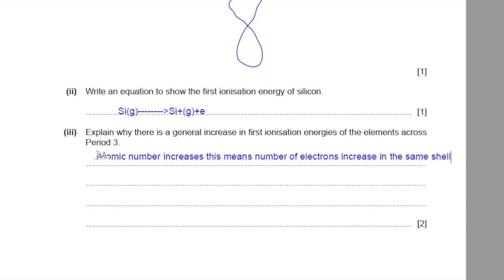This increase in number of electrons in the same shell leads to shielding effect remaining the same, and thus nuclear attraction between electrons and nucleus increases.